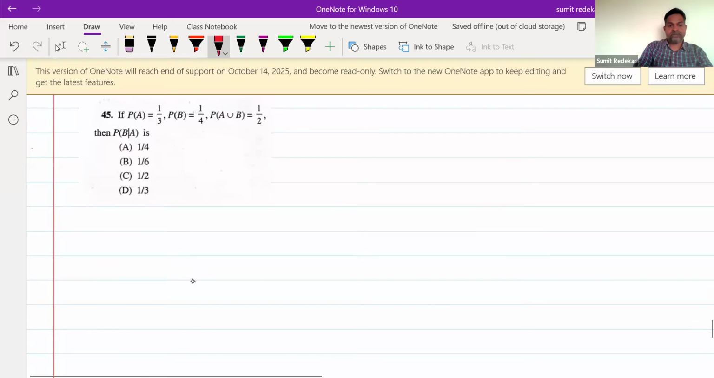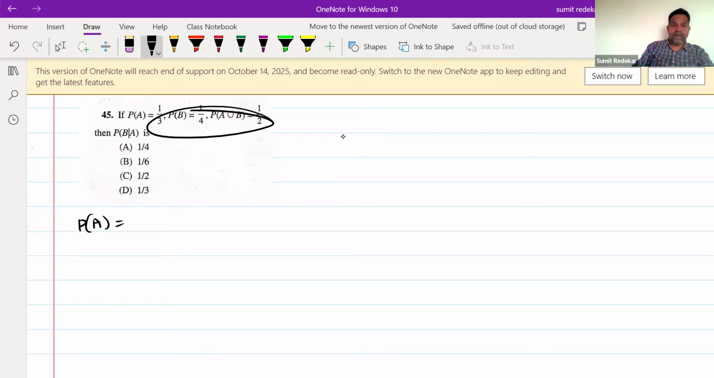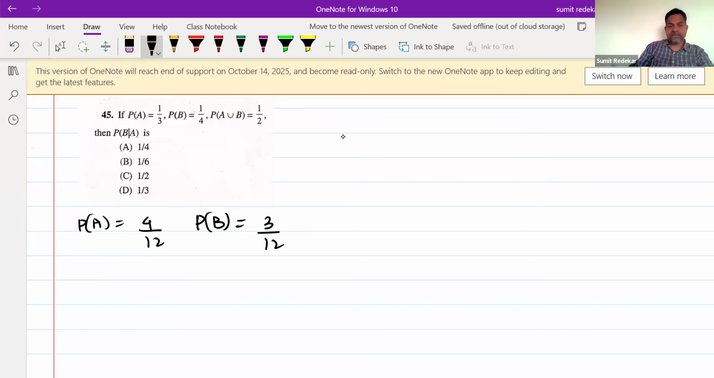Question number 45. A दिया है, B दिया है, यूनियन दिया है, एंड बी नोइंग ए पूछा है. अब बी नोइंग ए के लिए इंटरसेक्शन होना चाहिए, जो मैं यहां से निकाल सकता हूं. अब अगर आप सबको सेम डिनोमिनेटर लिखो तो थोड़ा इजी हो जाता है. 3, 4 एंड 2 को अगर मैं तीनों को मिला के 12 बना दूं ना, तो ये इजी हो जाता है सॉल्व करने के लिए. तो इसको 4/12 लिख देता हूं. ए को 4 से मल्टीप्लाई करके, इसको 3 से मल्टीप्लाई करके 3/12 लिख देता हूं. एंड यूनियन को 6 से मल्टीप्लाई करके 6/12 लिख देता हूं.